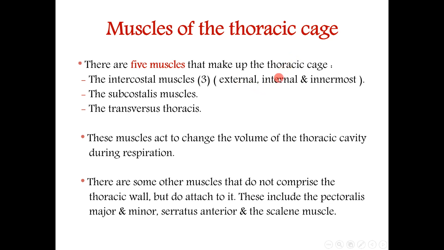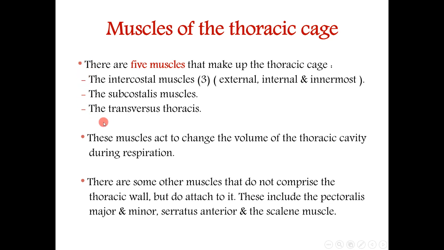We have another muscle which is called internal intercostal, and another muscle which is called innermost intercostal muscles. These are three muscles, and all of these are intercostal muscles. Also, there is another muscle called subcostalis muscle. I will show you in the picture in the next slide. And the fifth muscle is the transversus thoracis muscle. So these are the five muscles that form the thoracic wall.